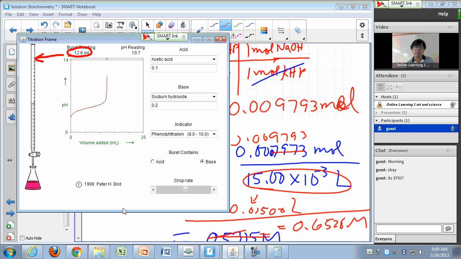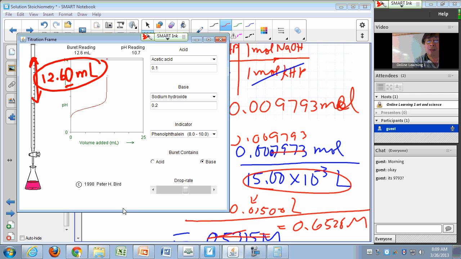There, okay, 12.6 milliliters. Normally, it was from 0 to 12.6, and now this is at 12.6. So this difference right here is 12.6 milliliters. Now, ordinarily, if you use a burette in the lab, you should really be able to go to the second decimal place as far as volume in milliliters is concerned. So let's write this as 12.60 milliliters. Okay, and your molarity of your sodium hydroxide is 0.2, and the molarity of your acetic acid is 0.1.